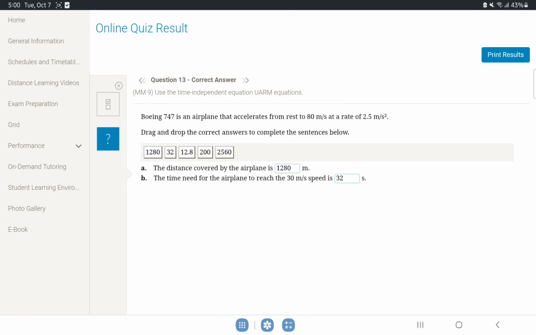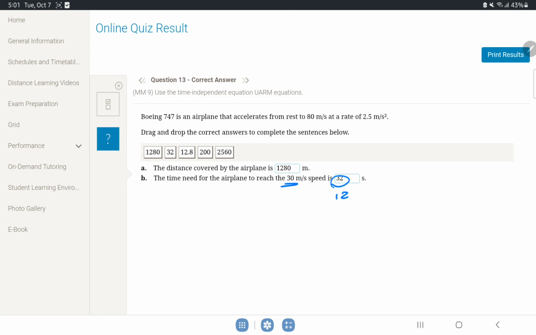So actually, if you want to reach the 30 meters per second speed, you will get an answer of 12. How you get an answer of 32 is if you use 80 meters per second. So this question, it's a wrong question. Okay? So don't do it. However, I will tell you how to do it, and how to get 12. And if it's 30, I'll tell you how to do 12.